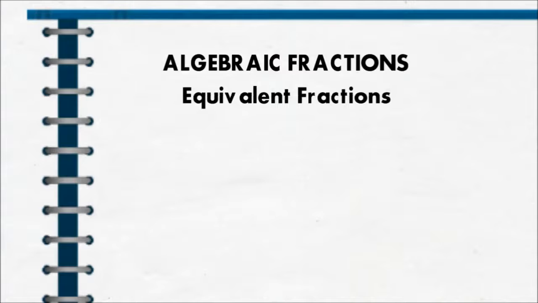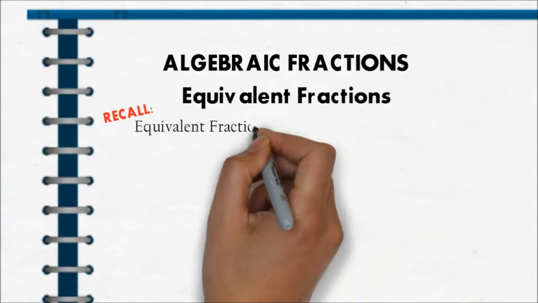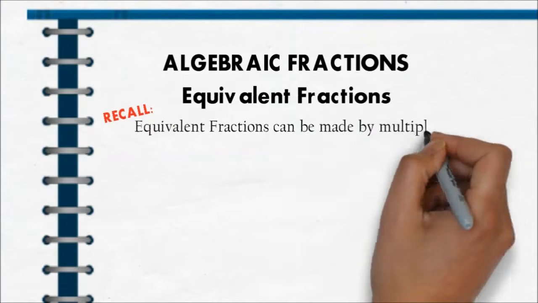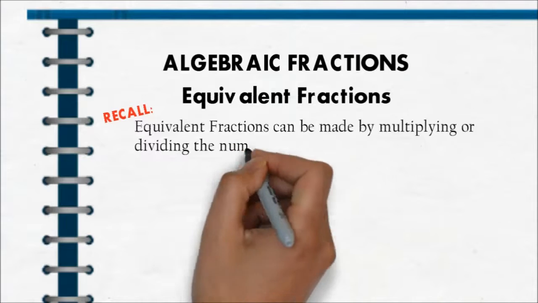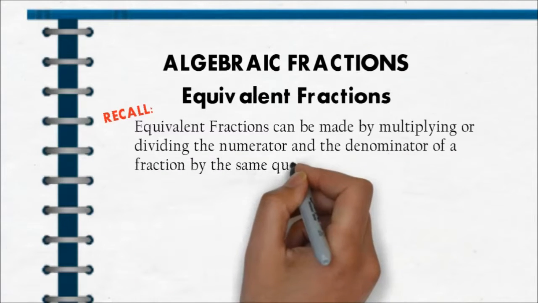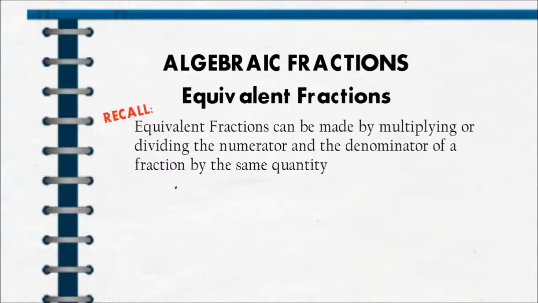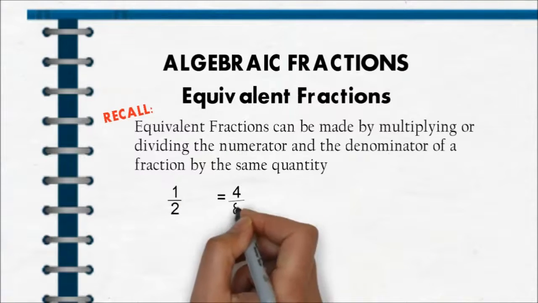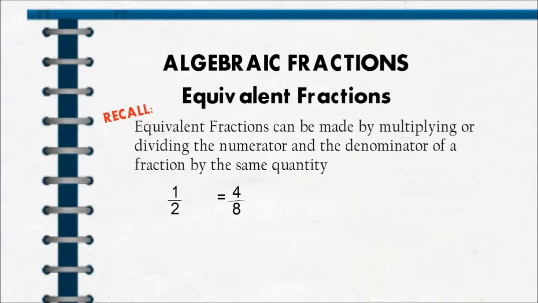In book 1, we looked at equivalent fractions, and we recall that equivalent fractions can be made by multiplying or dividing the numerator and the denominator of a fraction by the same quantity, e.g. 1 over 2 equal to 4 over 8. Now 1 over 2 is an equivalent fraction to 4 over 8. But how do we achieve this?